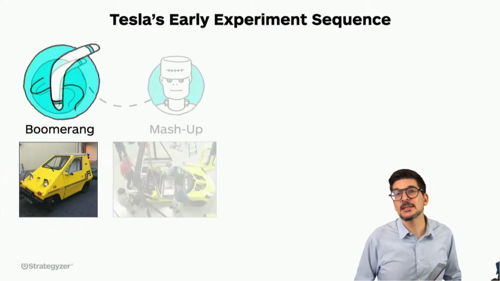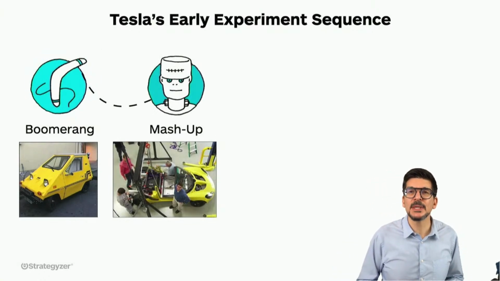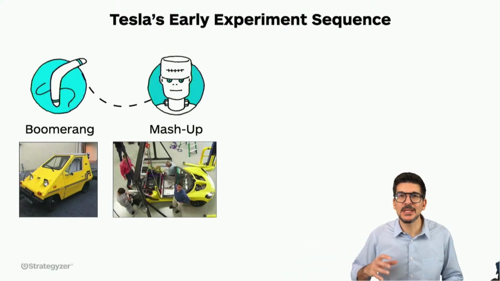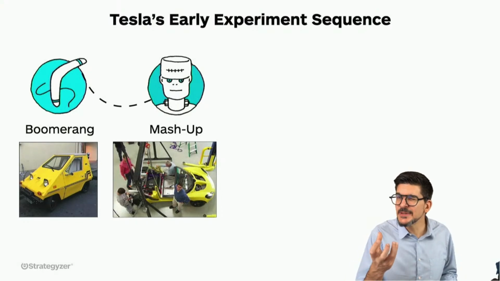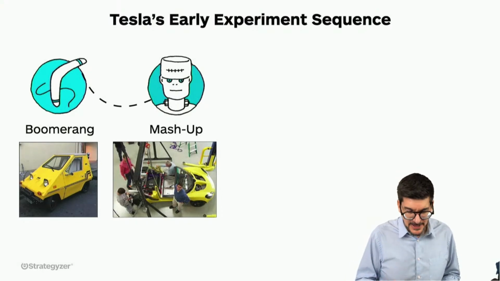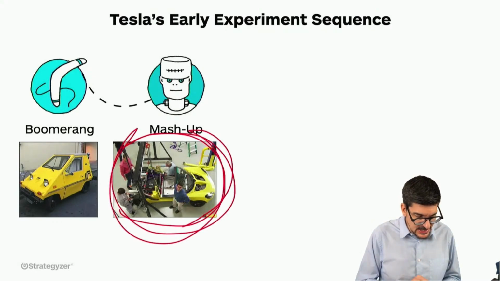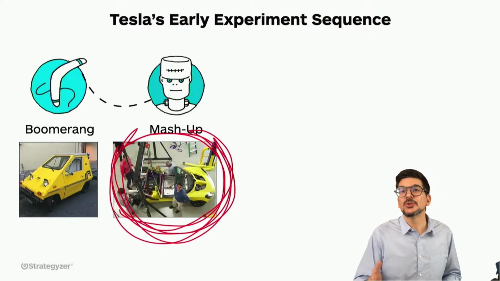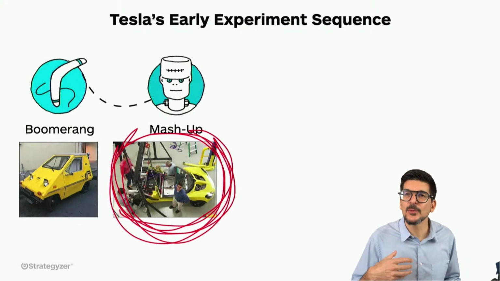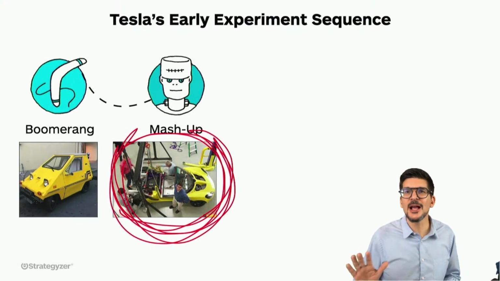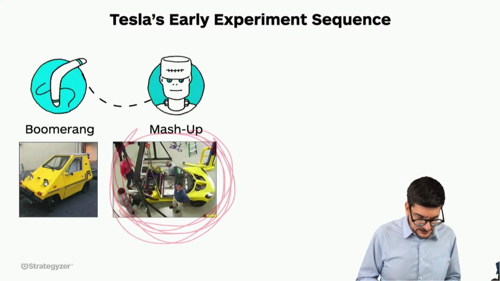Now, the second experiment they did was a so-called mashup. Mashup means you take different pieces from existing solutions and you mash it up into one solution that gives the customer a little bit of an idea. In this case, they bought a Lotus Elise, so an existing sports car. They took everything out and they changed things to turn it into something that would at least look like an electric vehicle. Couldn't drive yet, but they could show the customer something more concrete.